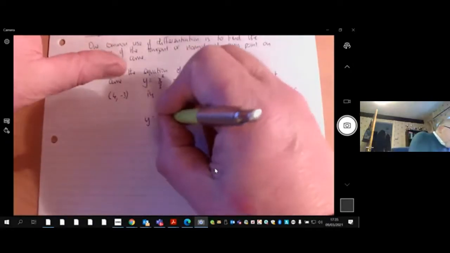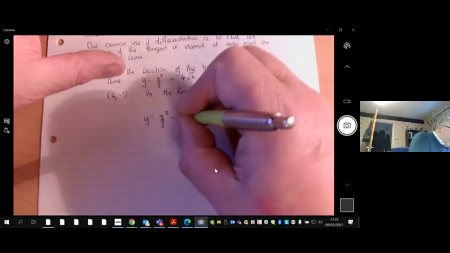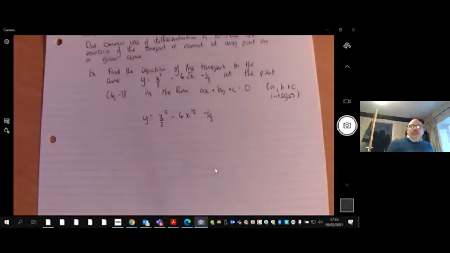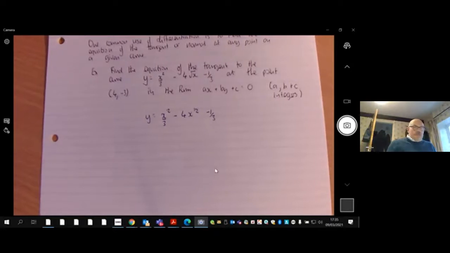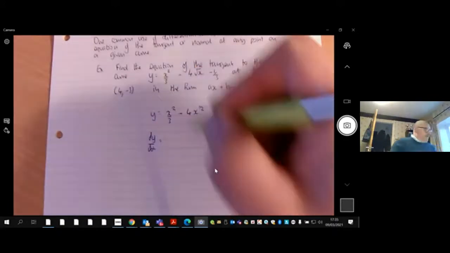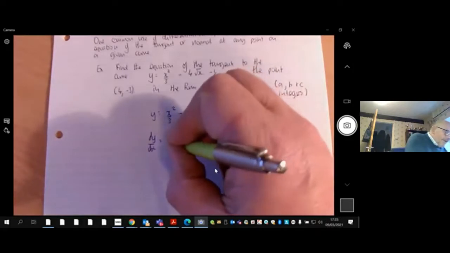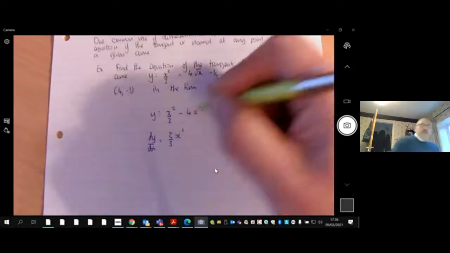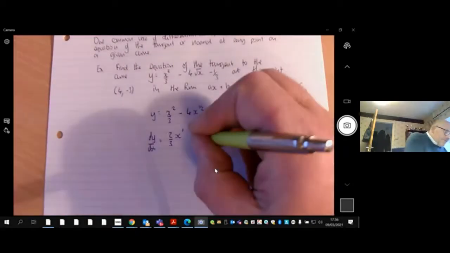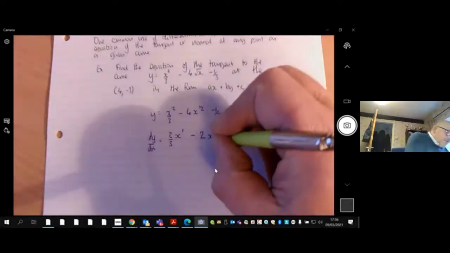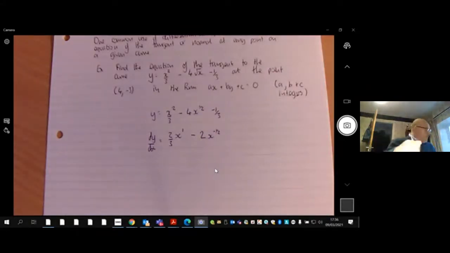So y equals x squared over 3 minus 4x to the half minus 1/3. If I'm going to differentiate and I've got a root in there, you've got to go to fractional powers. The method is exactly the same though. Differentiate: dy by dx is 2 over 3 x to the power of 1. You can put the power in if you want, don't if you don't want. Minus half times 4 is 2. Now then, half minus 1, 2x to the power minus half. Half minus 1 is minus a half.